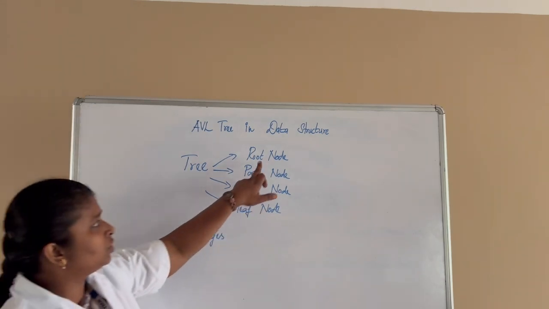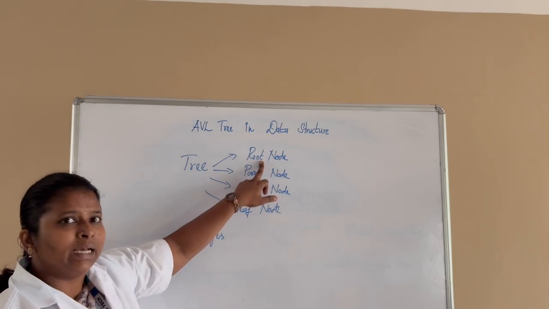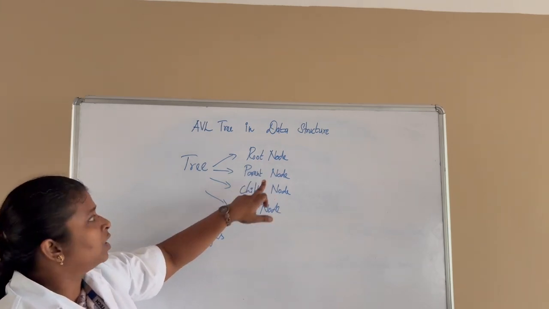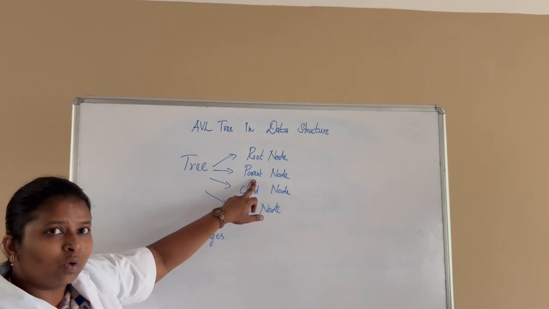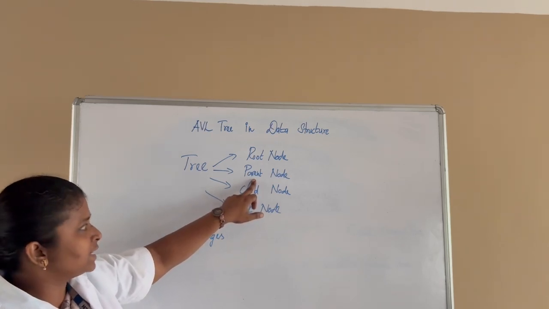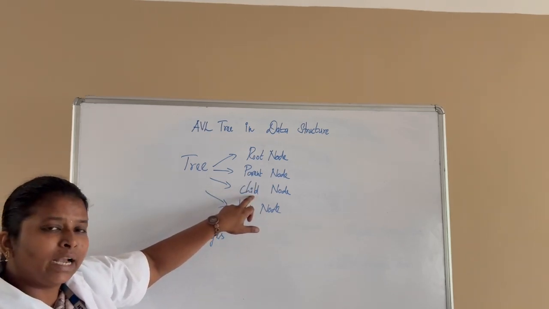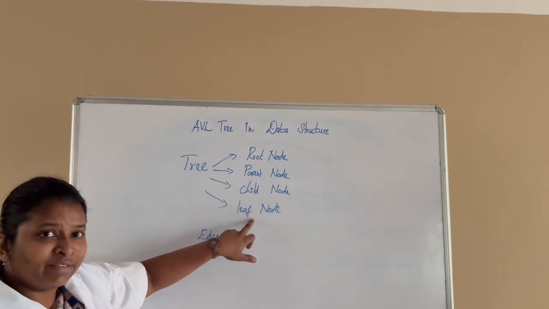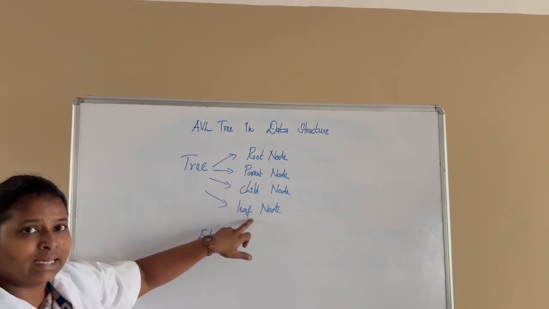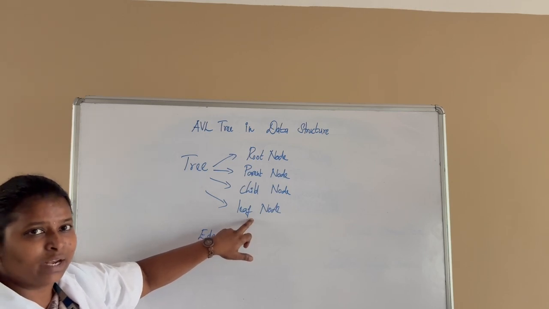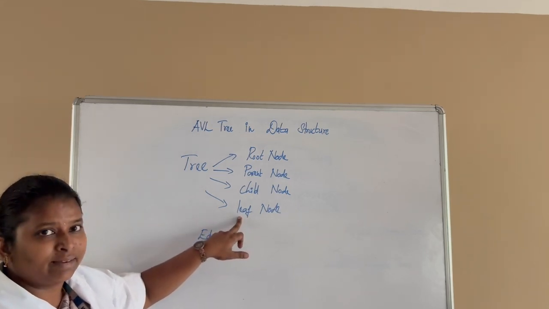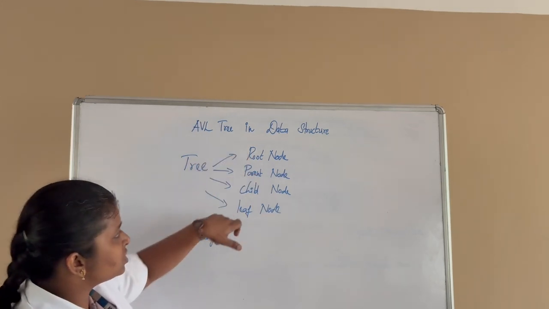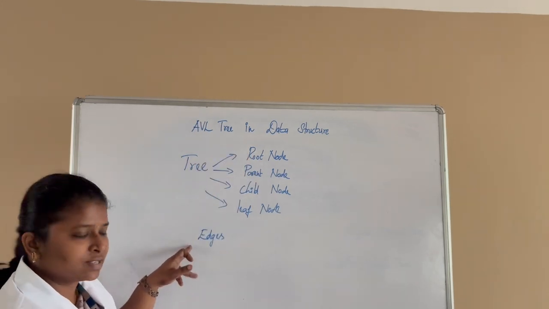So what is root node? Root node is going to be the initial node which doesn't have any parent node. What is parent node? Parent node will have the child node or children. What is child node? Child node will be having the parent node. What is leaf node? Leaf node has a parent but not a child node. It doesn't have any child node, so it is going to be the last level of nodes in the tree. For connecting these nodes we are in need of the edges.